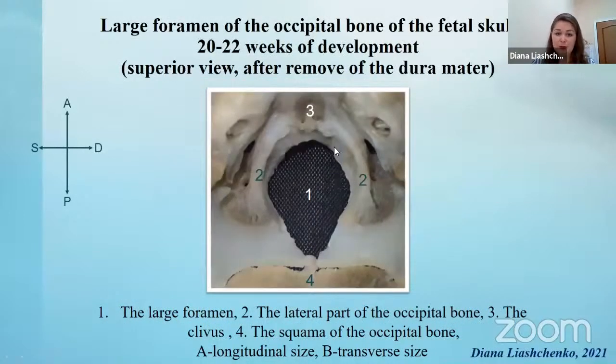The foramen magnum of the occipital bone has a drop-like shape with a wider anterior part and a narrower posterior portion. It has some borders with cartilage tissue, and maybe some points of ossification nuclei. Its sizes in this age group, the 20th to 22nd weeks of development, were: longitudinal size 14 millimeters and transverse size 11.63 millimeters.